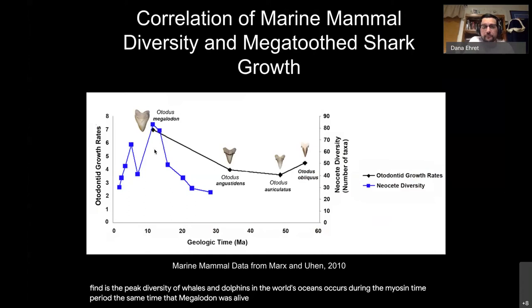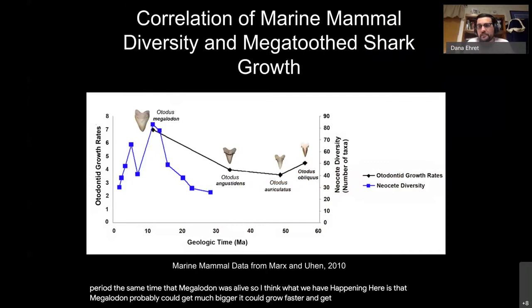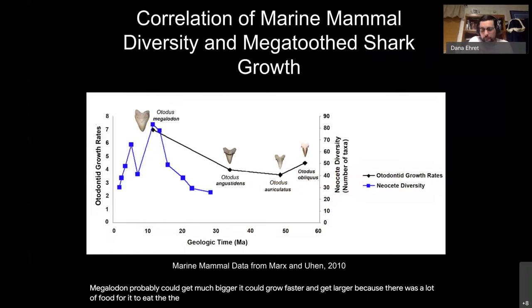So I think what we have happening here is that Megalodon probably could get much bigger. It could grow faster and get larger because there was a lot of food for it to eat. The marine mammals that we're finding are dolphins and some medium-sized whales, whales ranging from 10 to 20 feet long, which are prime food resources for Megalodon.